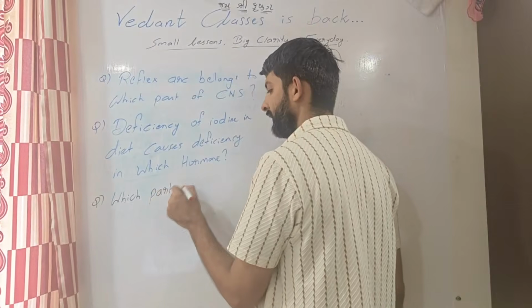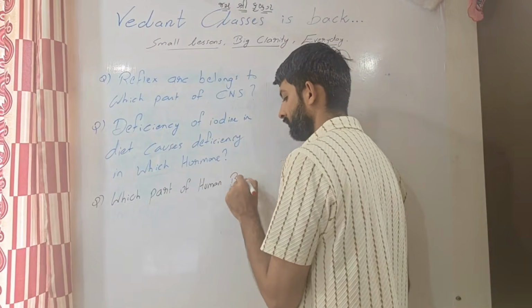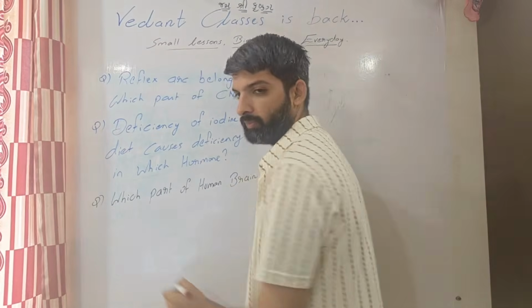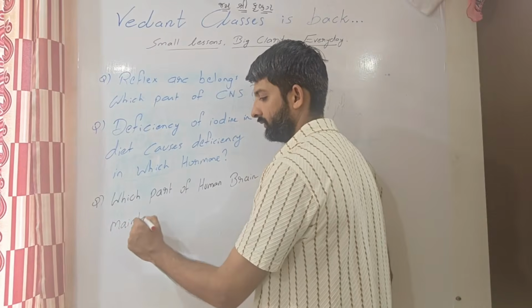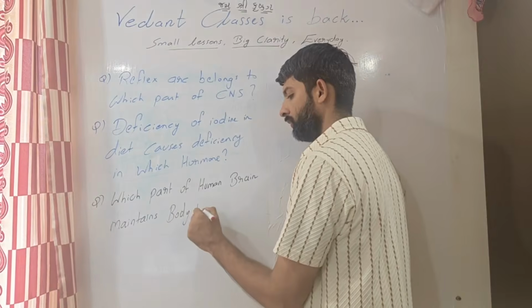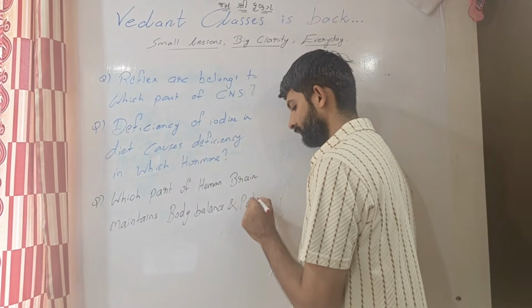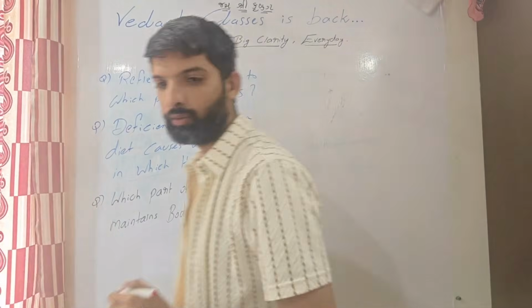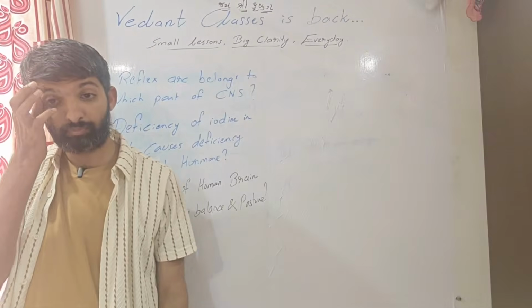Which part of the human brain maintains body balance and posture? Which part of human brain maintains body balance and posture?